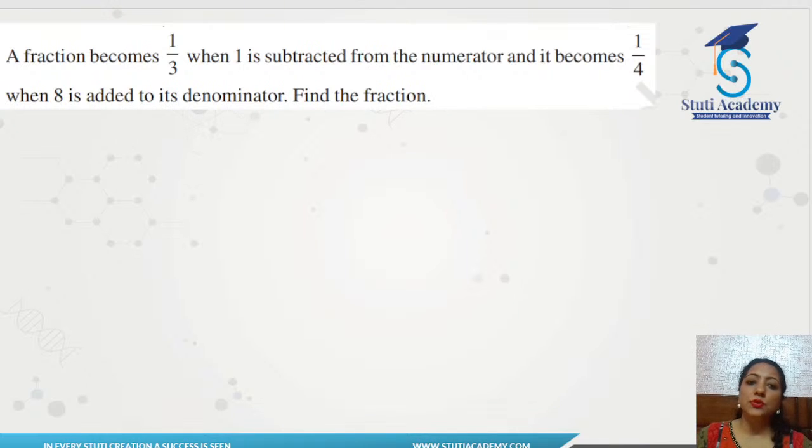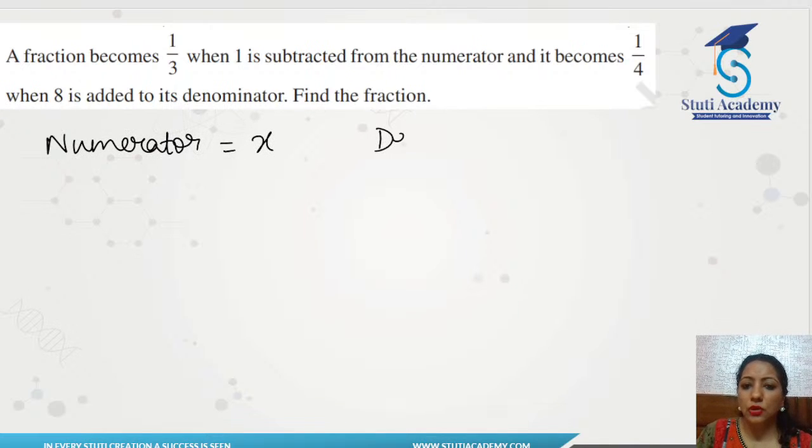A fraction becomes 1 by 3 when 1 is subtracted from the numerator, and it becomes 1 by 4 when 8 is added to its denominator. Find the fraction. So the question seems to be very simple here. We have a fraction. The fraction is unknown to us. Let us take the numerator as x and denominator as y. So this is about the original fraction which we are talking about.